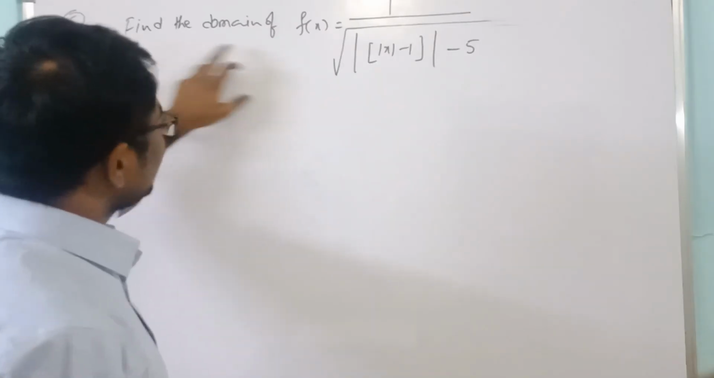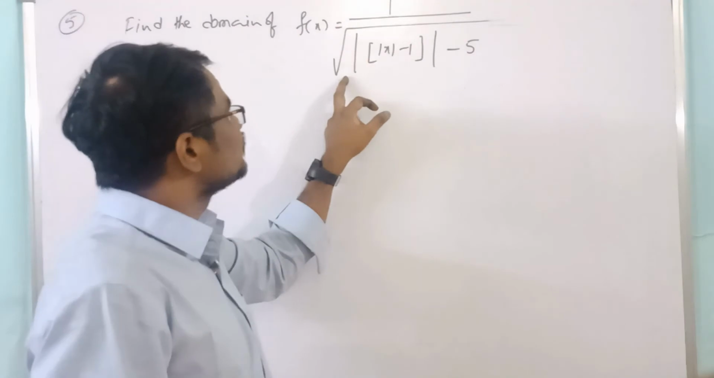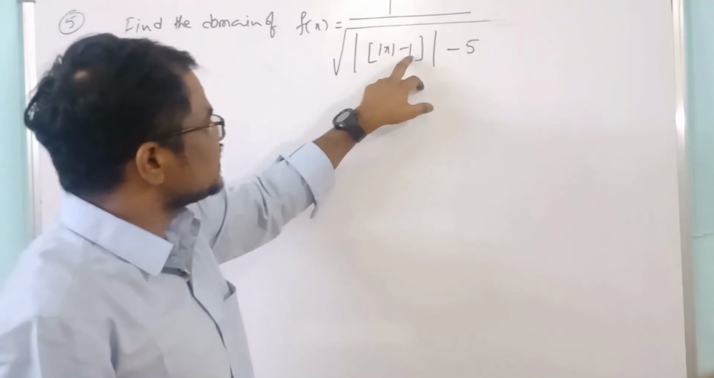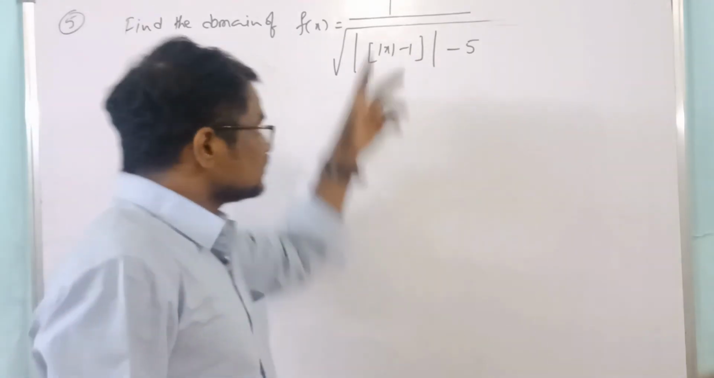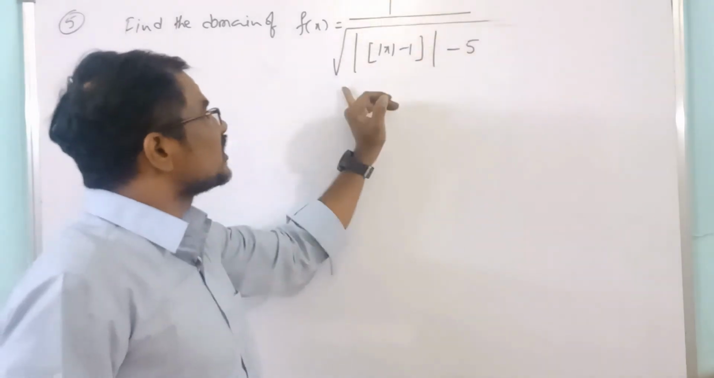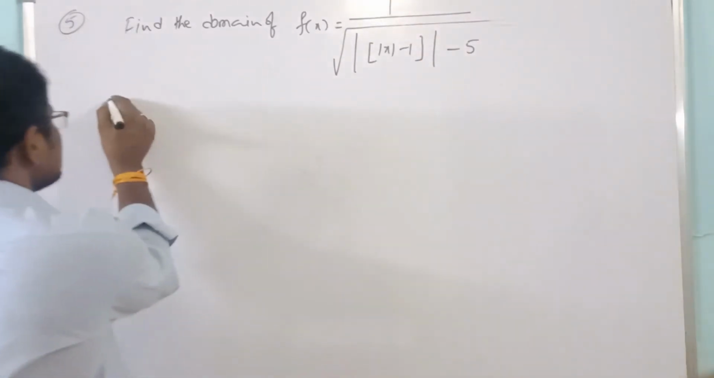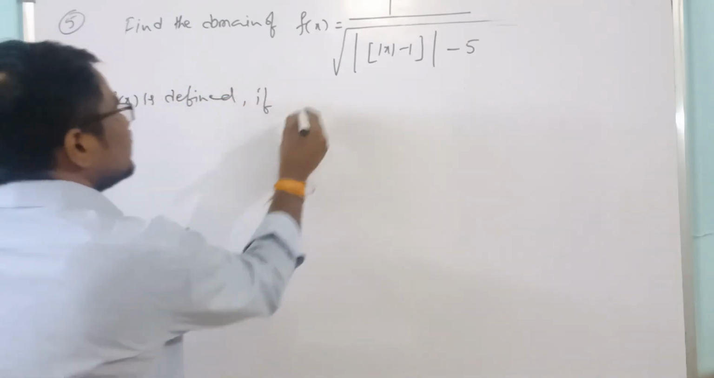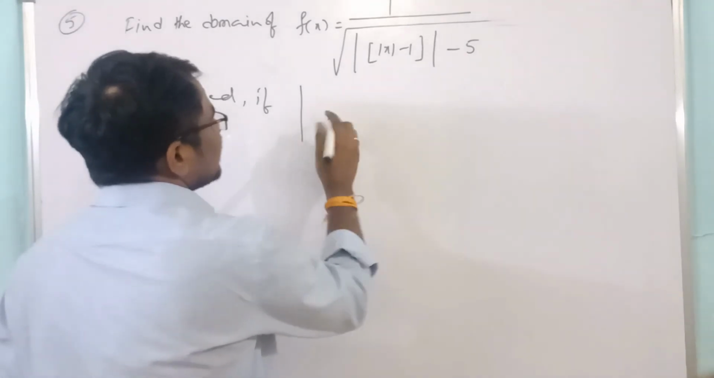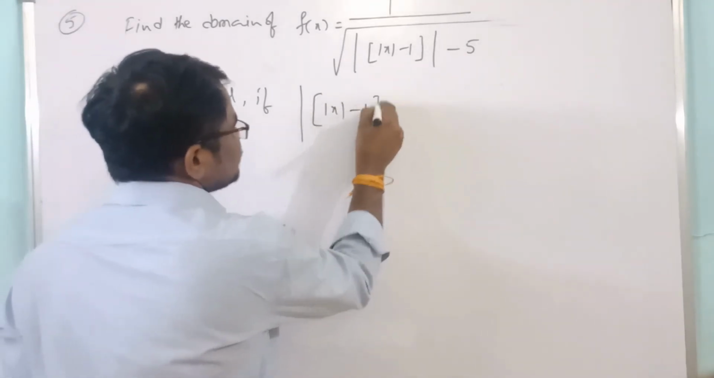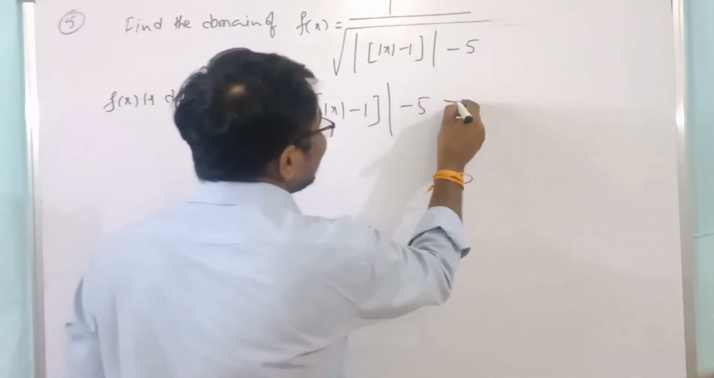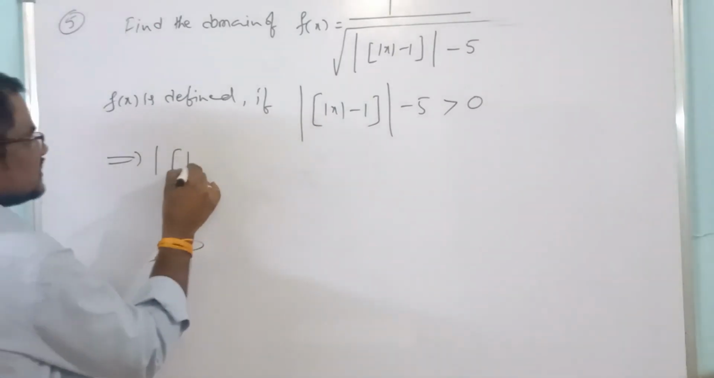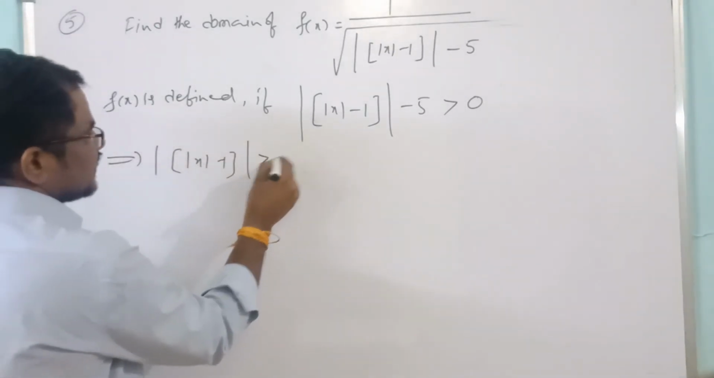Find the domain of the function f of x equal to 1 by root of the modulus of the greatest integer of modulus x minus 1, minus 5. So this is also in the form of f of x equal to 1 by root g of x. So this function f of x is defined if the greatest integer of mod x minus 1, minus 5 is greater than 0, right? Now that implies the greatest integer of mod x minus 1 is greater than 5.